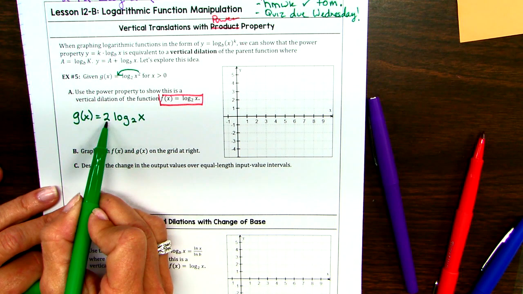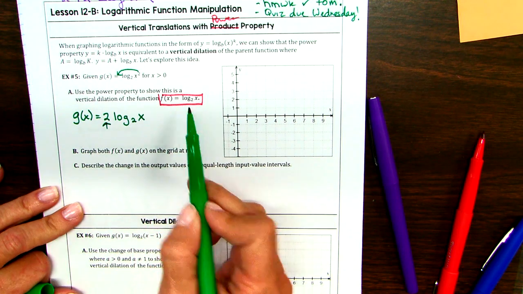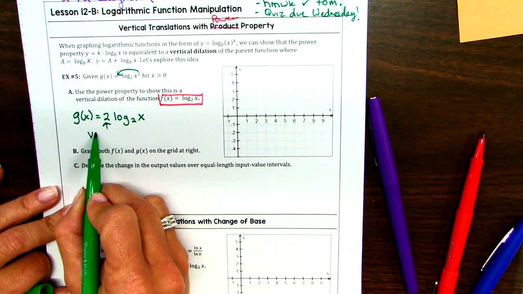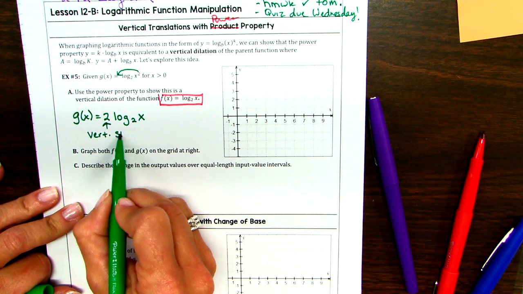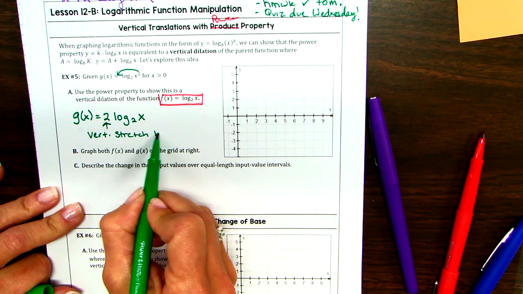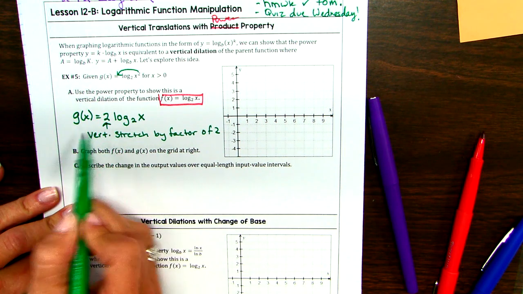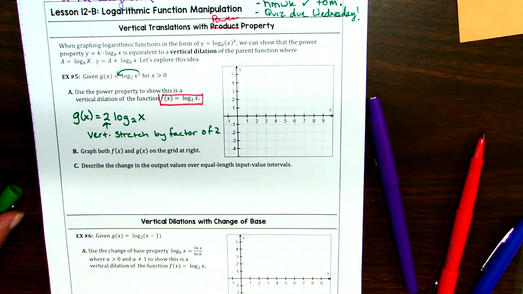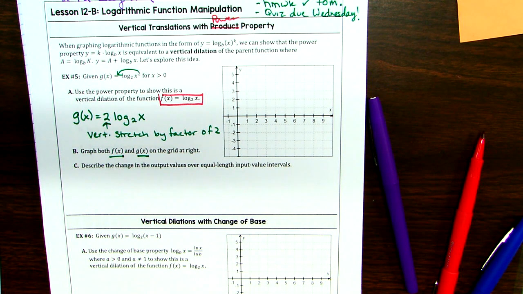That 2 right there is like an a value. It is telling me that my parent function will have a vertical dilation, a vertical stretch by a factor of 2. That makes sense to me. So I'm just taking my parent function and I'm going to stretch it by 2. And we're going to show that on the graph by graphing both f of x, the parent function, and g of x, the transformed function.